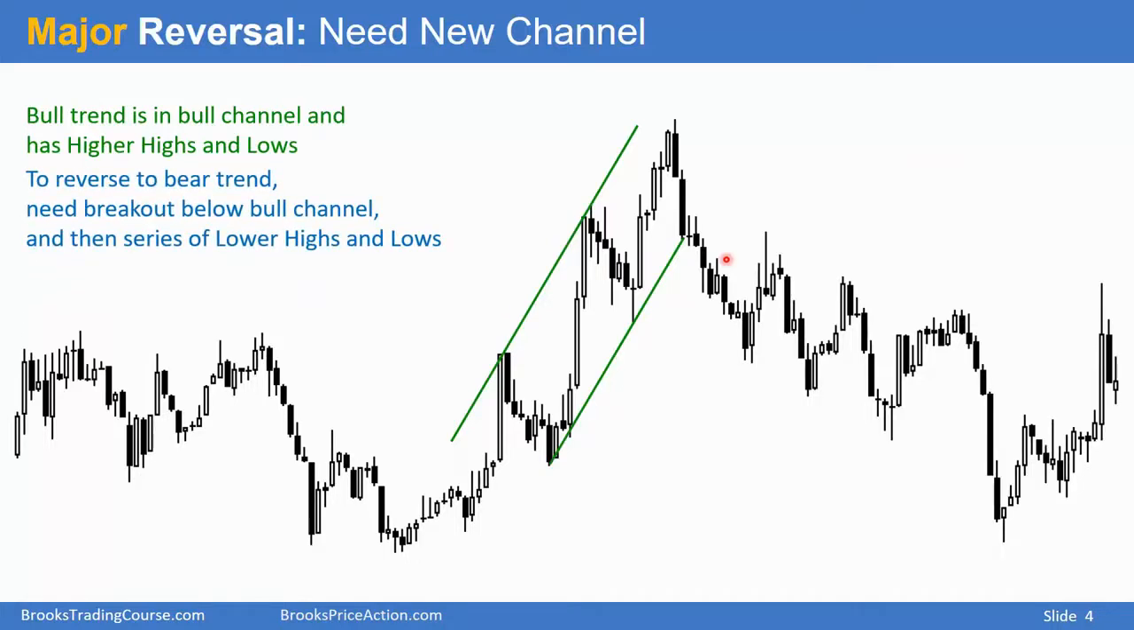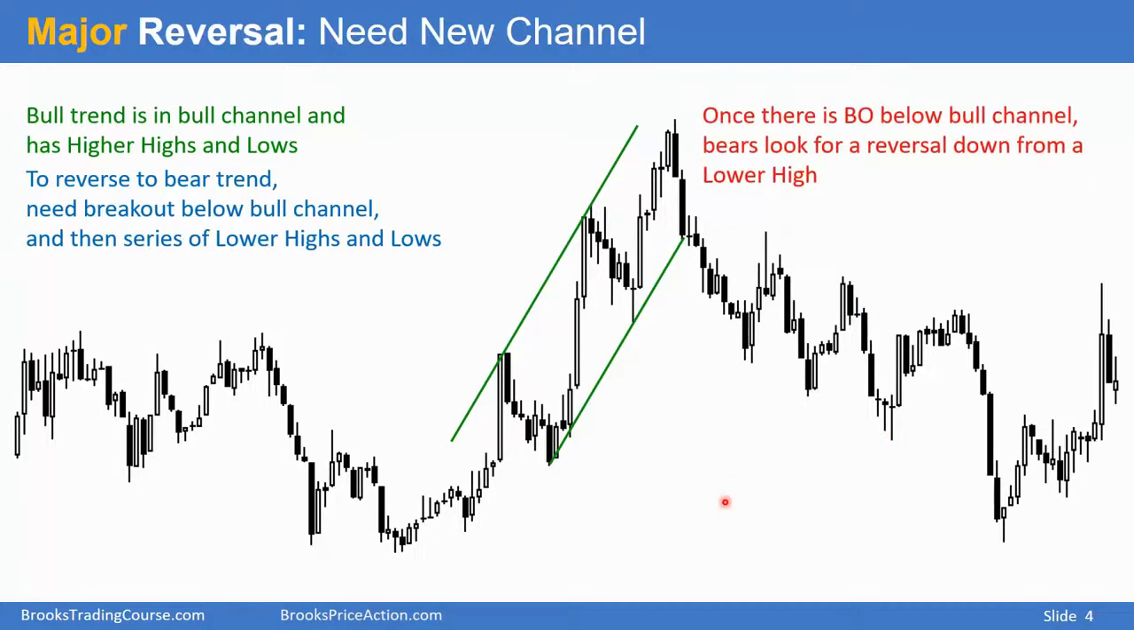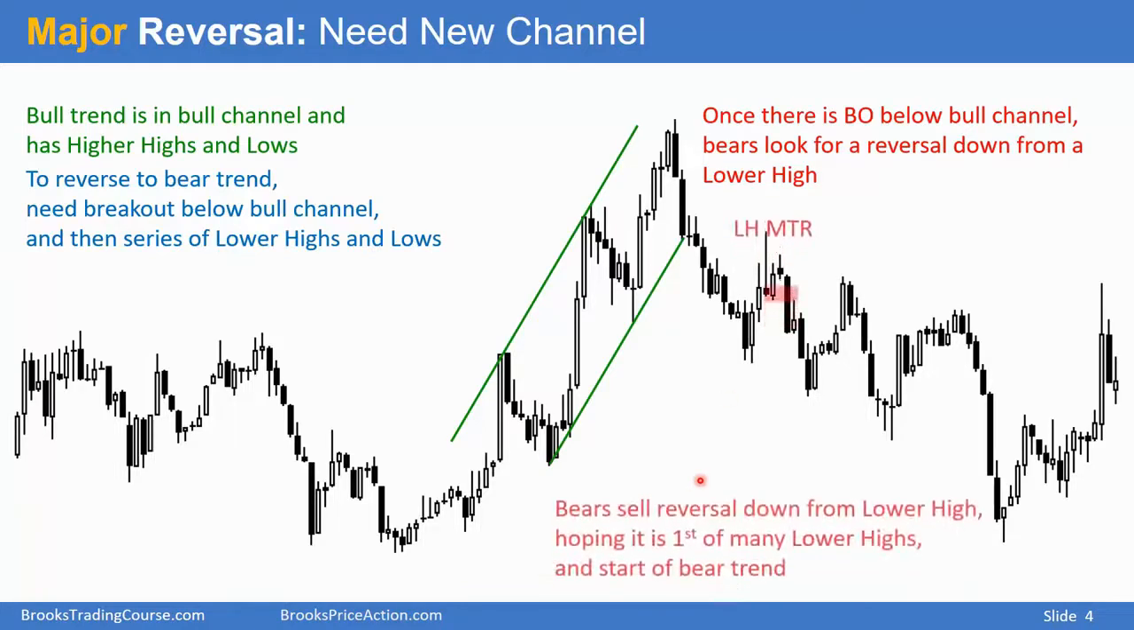To reverse to a bear trend, you need a breakout below the bull channel, below the bull trend line, and then you need to get a series of lower highs and lower lows. As soon as there's a break below the bottom of the channel, below the bottom of the bull trend line, bears look for a reversal down from a lower high. For example, here, lower high, major trend reversal, head and shoulders top: left shoulder, head, right shoulder.